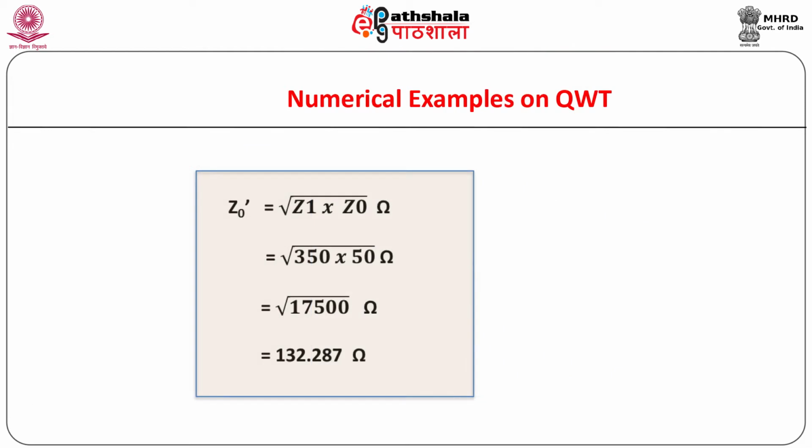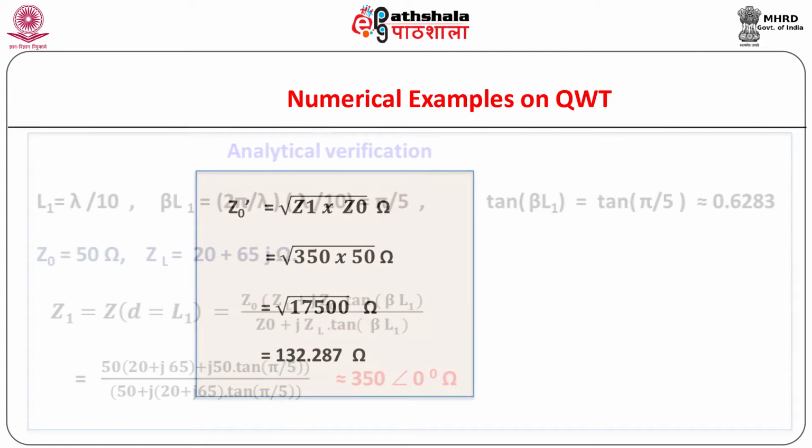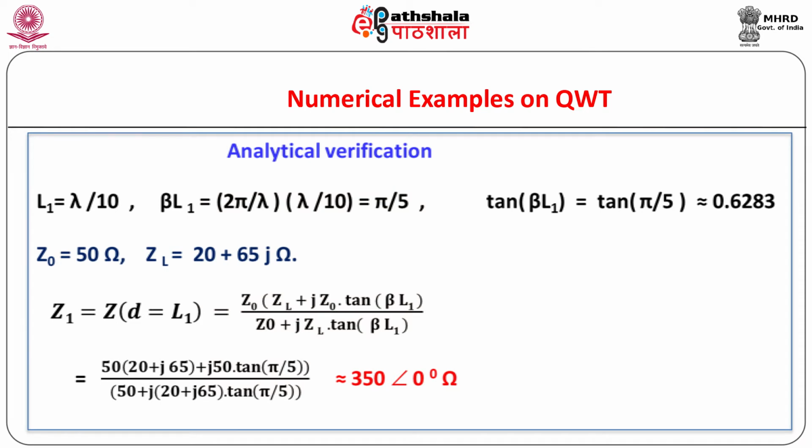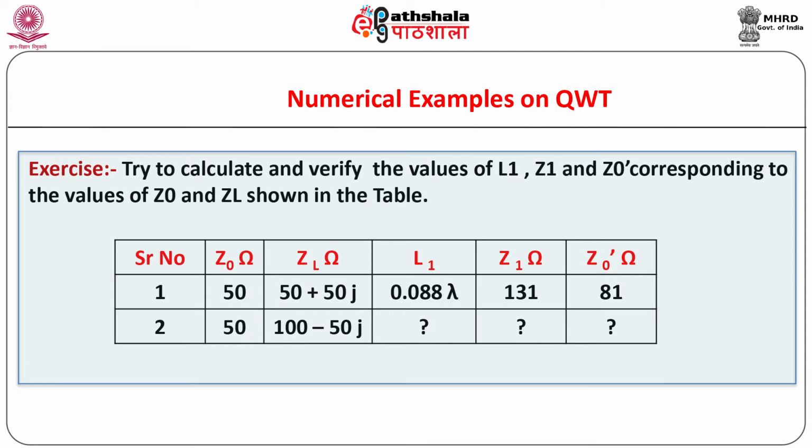Thus, knowing the value of Z1 is equal to 350 ohm, we can obtain the required value of characteristic impedance Z0 dash of the quarter wave transformer using the relation derived earlier as shown, and the value comes out to be Z0 dash is equal to 132.287 ohm. We can verify the fact that value of Z1 is real by using the analytical formula for calculating the impedance of a transmission line at a distance d from the load as shown. As an exercise, try to calculate and verify the values of L1, Z1 and Z0 dash corresponding to the values of Z0 and ZL shown in the table.